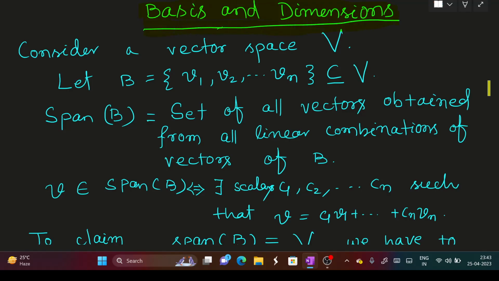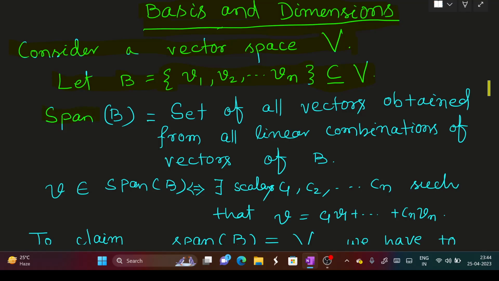So consider a vector space V. Here let B be a subcollection of vectors of V. That means B is a subset of vectors of V, having elements of B as V1, V2, V3 up to Vn. That is, these are n number of vectors which constitute my set B of the vector space V. Now, what do we mean by span of B?